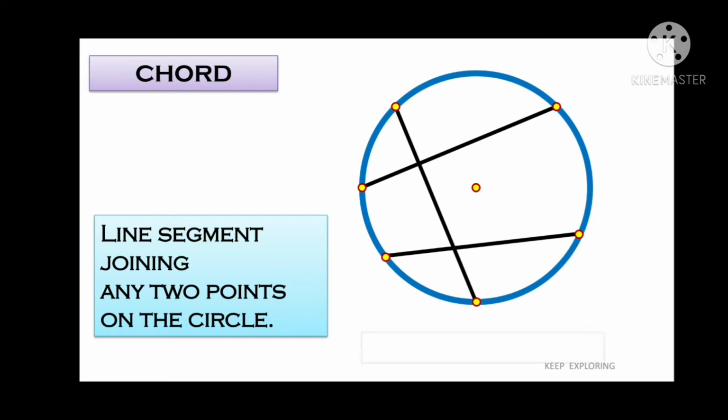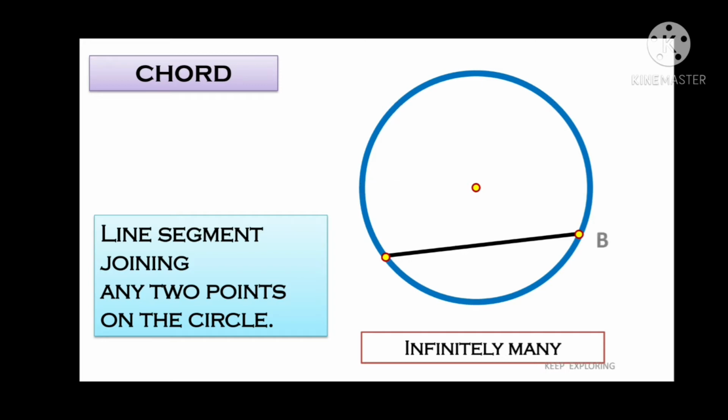So this shows that we will get infinitely many chords for a circle. You just have to join any 2 points on the circle and we get a chord. So there are infinitely many chords. Let's name the 2 points A and B. So the name for this chord can be given as line segment AB. So AB is the chord of this circle. It starts at A and ends at B. So line segment AB is the chord of the circle.